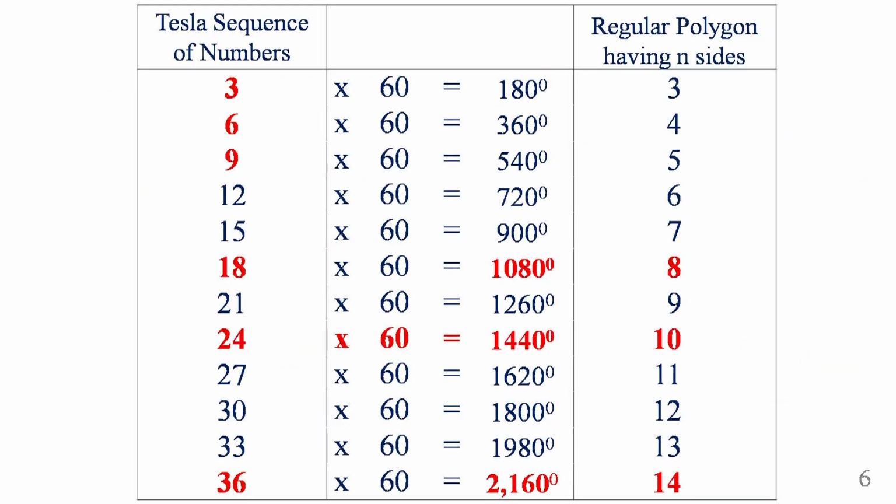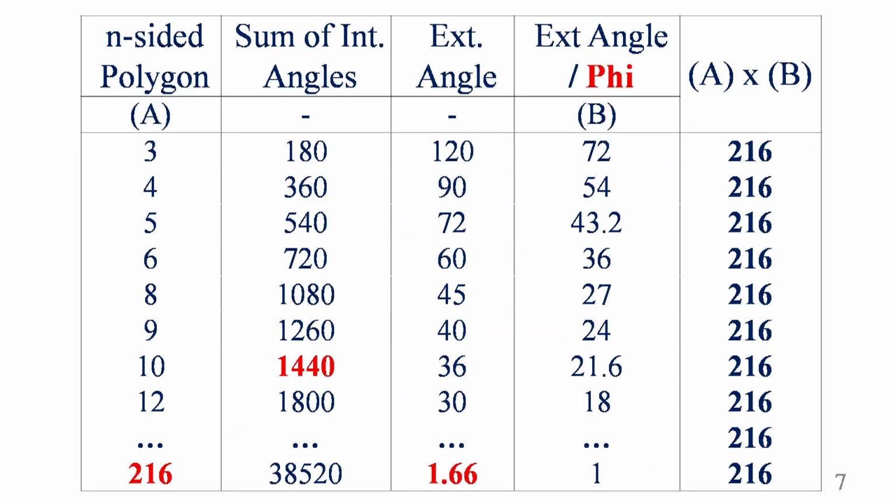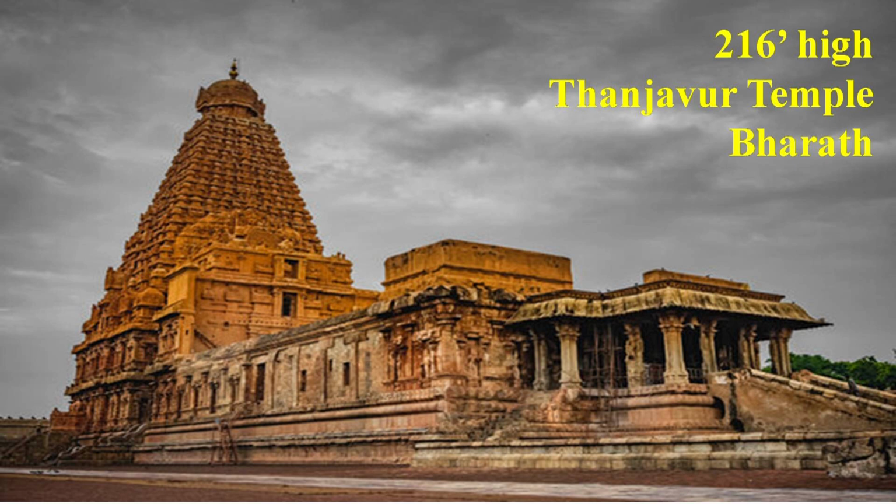Now let us consider the 12 numbers in the same sequence. When the sequence of numbers are multiplied by 60, the resultant sequence indicates the sum of the interior angles of regular polygons. When the external angles of these regular polygons are divided by the pi value, that is 1.6, we will get a unique number 216. The 260 feet high temple structure represents this concept.